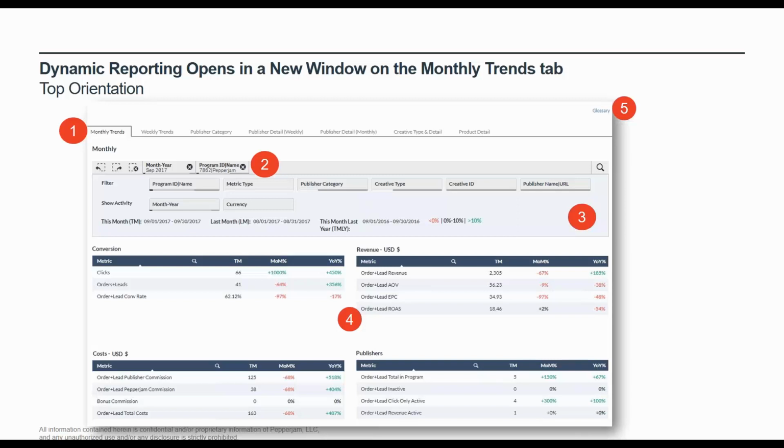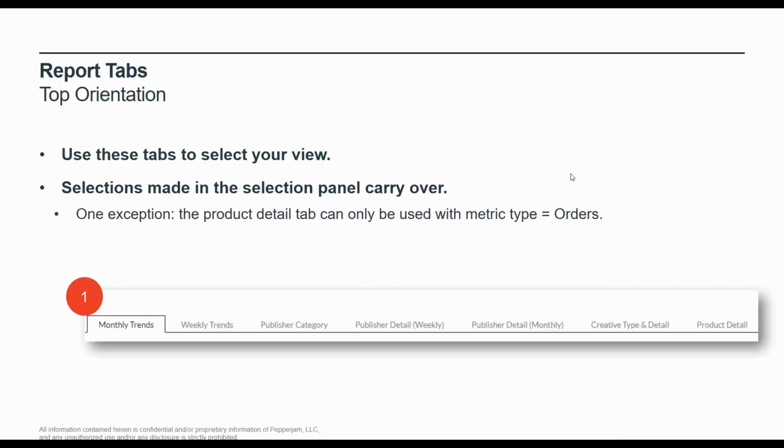First I'm going to walk you through what each of these 5 elements are on the page. When you first open dynamic reporting, you'll always be landed on the monthly trends tab. Using the top navigation, these are all different tabs, which are really different report views for you to look at. Any selections or filters that you make in one view will carry over into the next view. There's just one exception, and that's on the Products tab. I'll talk more about that when I get to the details of the Products tab.